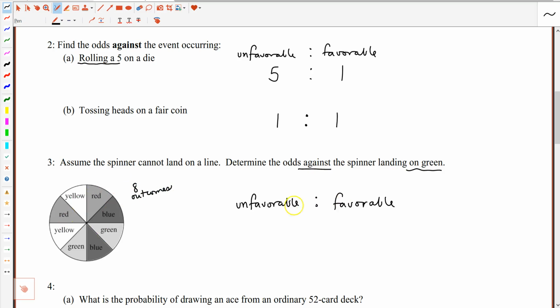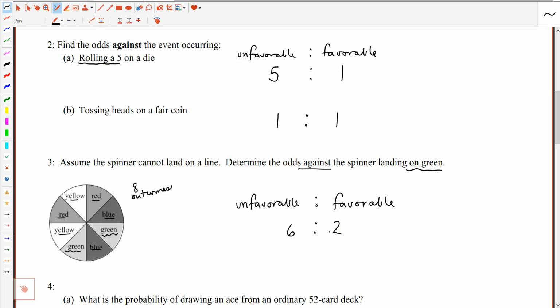So how many ways can it not land on green? Because we want to find the unfavorable outcomes first. So how many of these sectors are not green? 1, 2, 3, 4, 5, 6. So 6 of the sectors are not green. And then how many of these sectors are green? 1, 2. Okay. So again, when we add these up, they add to 8, which is the total number of outcomes in your sample space. Okay, so that helps us make sure that we've accounted for all of the different possible outcomes.